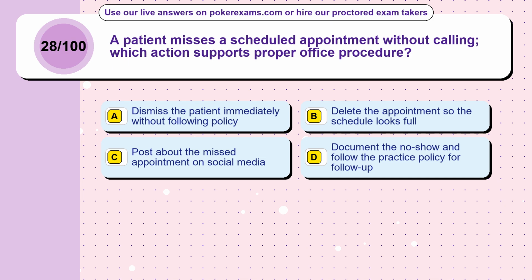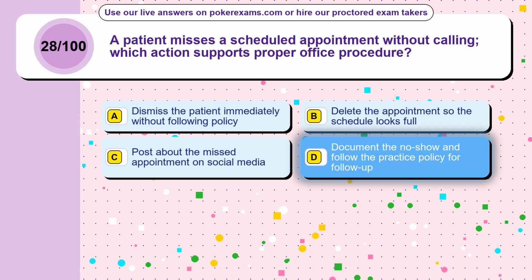Option A. Dismiss the patient immediately without following policy. Option B. Delete the appointment so the schedule looks full. Option C. Post about the missed appointment on social media. Option D. Document the no-show and follow the practice policy for follow-up. The correct answer is option D. Document the no-show and follow the practice policy for follow-up.